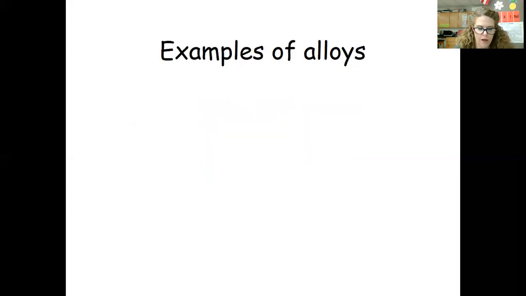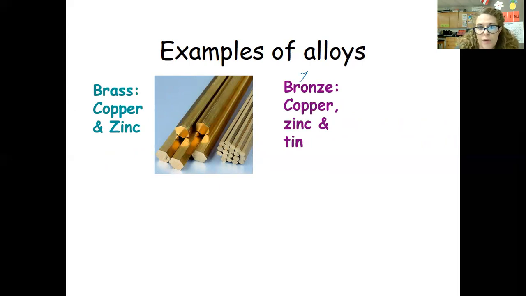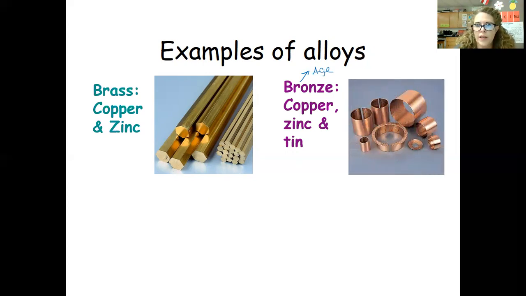So an example of an alloy, we have brass is an alloy, right? You've seen brass fixtures and things like that. Brass is an alloy between copper and zinc. We have bronze, right? Maybe you learned this in history, we have the whole Bronze Age, because we have this alloy between copper, zinc, and tin, which allowed for all sorts of neat advances in technology. So those are some examples of bronze.